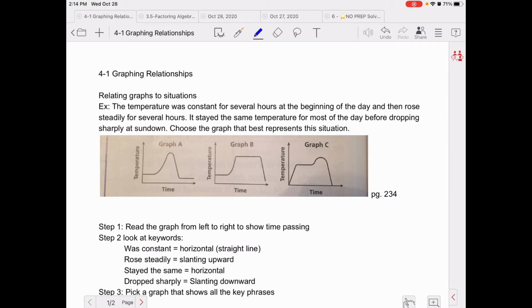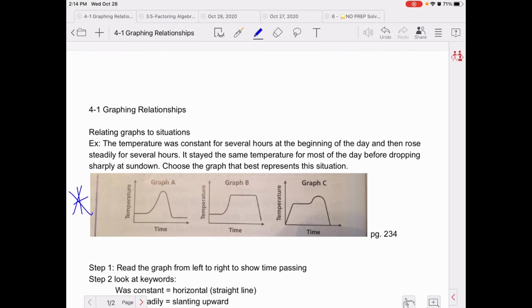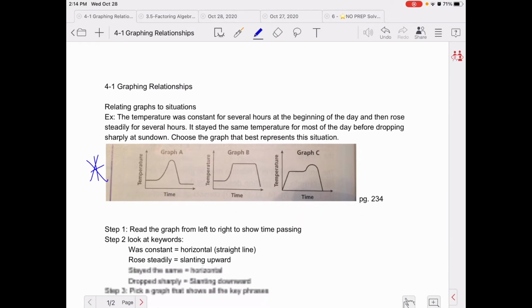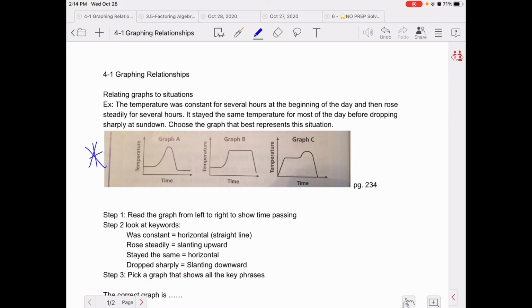It says the temperature was constant for several hours at the beginning of the day, then rose steadily for several hours. It stayed the same temperature for most of the day before dropping sharply at sundown. Choose the graph that best represents this situation. So I want you to go ahead and decide, based on that situation, which graph would best fit this. Okay? When we're deciding this, we want to read the graph from left to right.